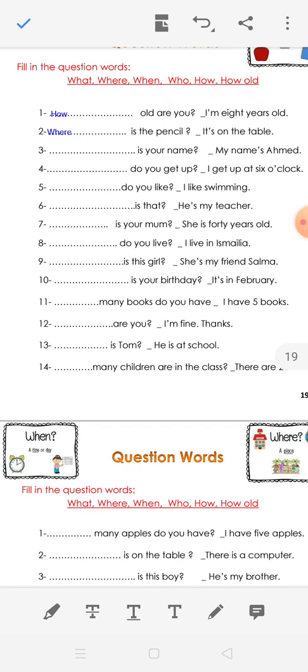Number 3. My name is Ahmed. Perfect. What's your name? What is used to ask about animals or birds and things. What's your name? My name is Ahmed.